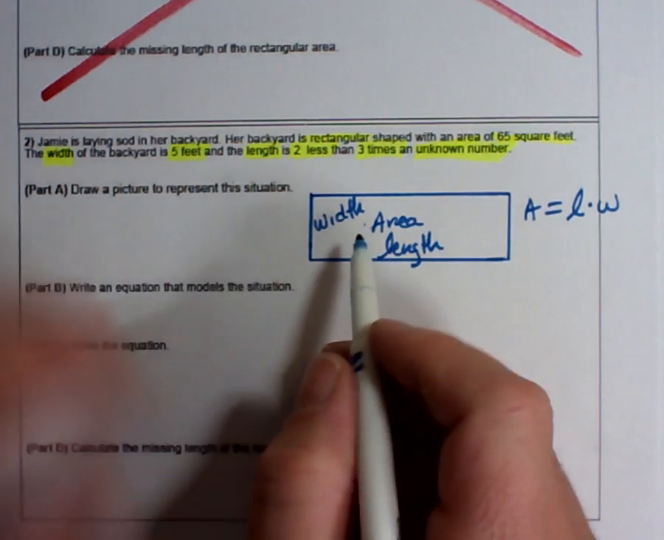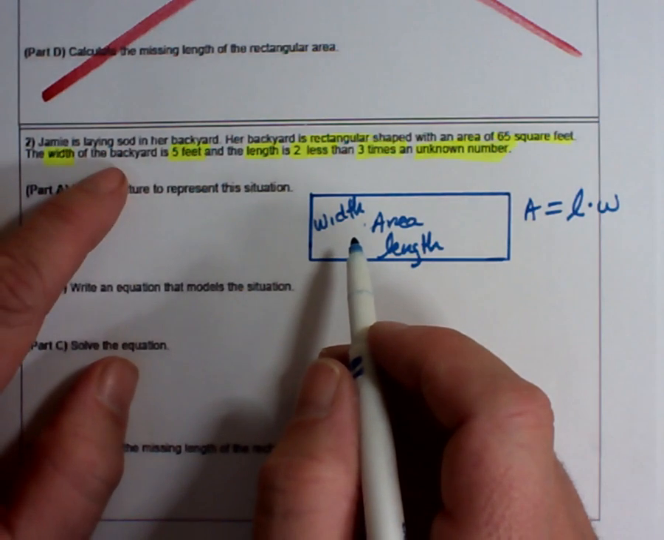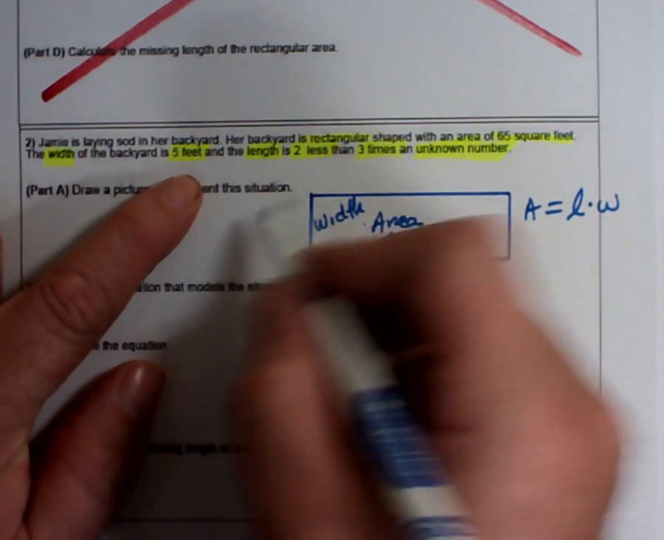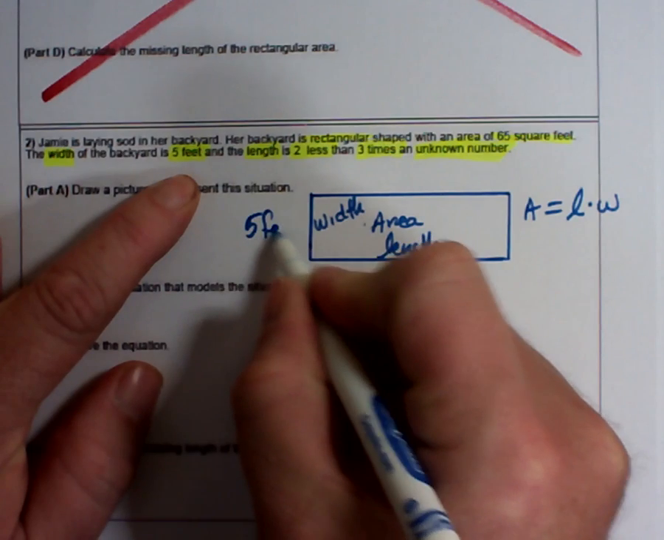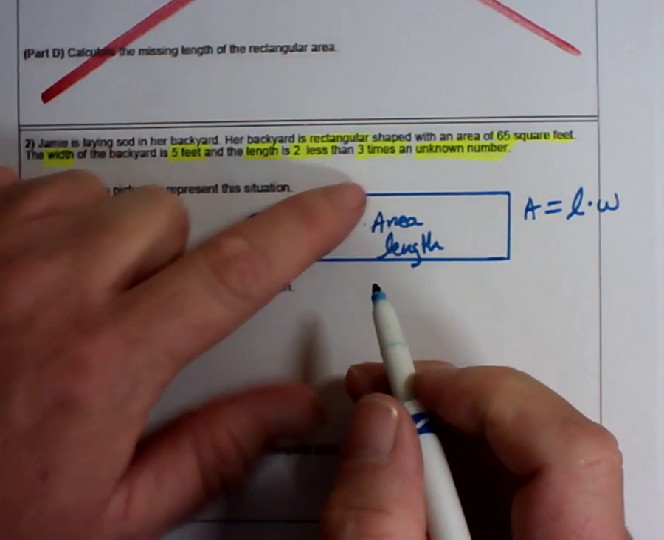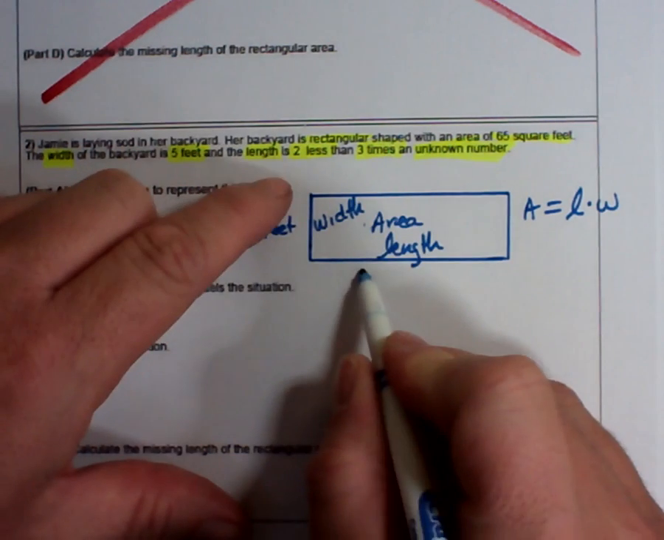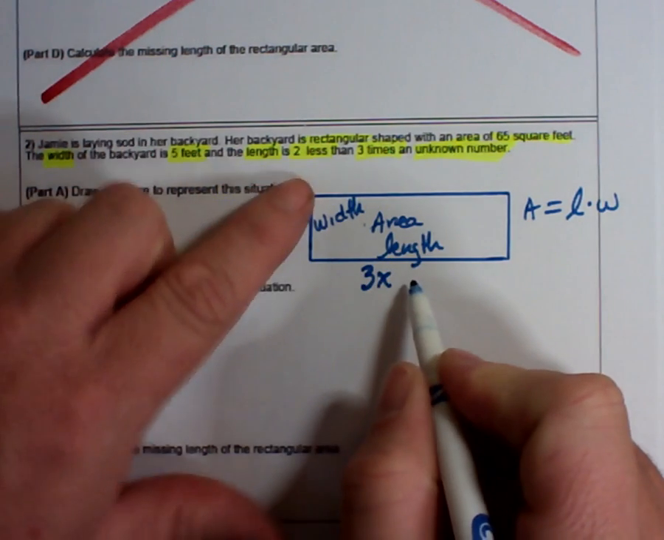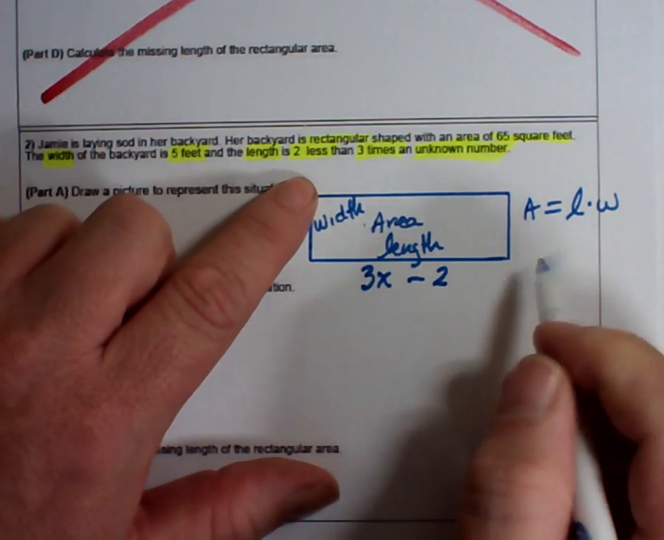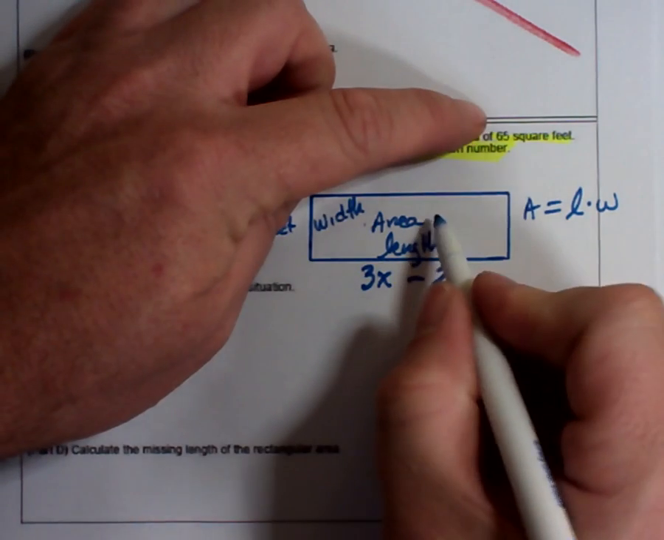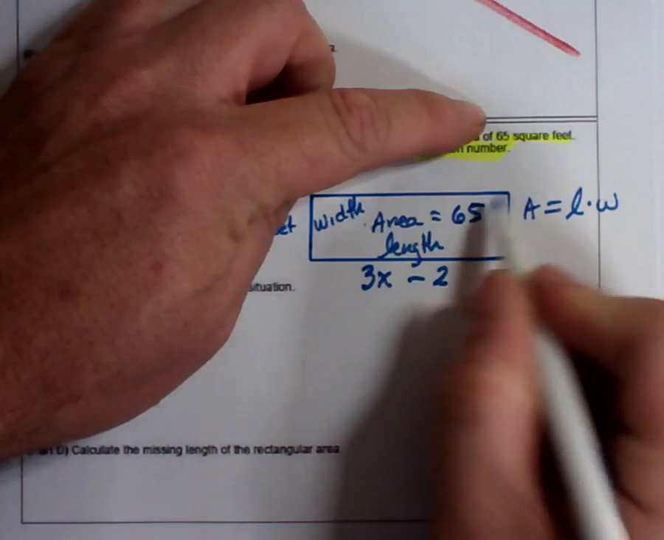Okay, let's put in all the information we know. We know that the width of the backyard is 5 feet. So let's put 5 feet here. And we know that the length is 2 less than 3 times an unknown number. So we have 3 times an unknown number minus 2. And we know the area equals 65.